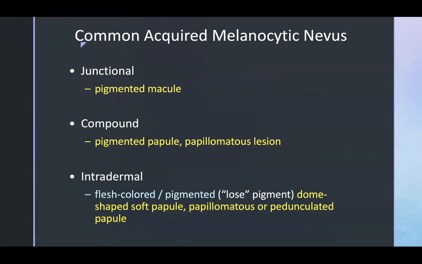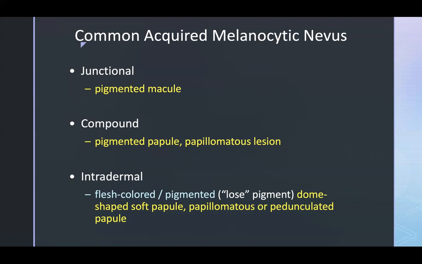Clinically, junctional nevi are usually seen as pigmented macules because they only have nests in the epidermis. So they don't have a lot of robust clinical presentation, just these flat pigmented macules. Compound nevi are usually pigmented papules, because they've got junctional components in the epidermis, but also dermal neval components. So you get a pigmented papule. Sometimes you get papillomatous lesions.